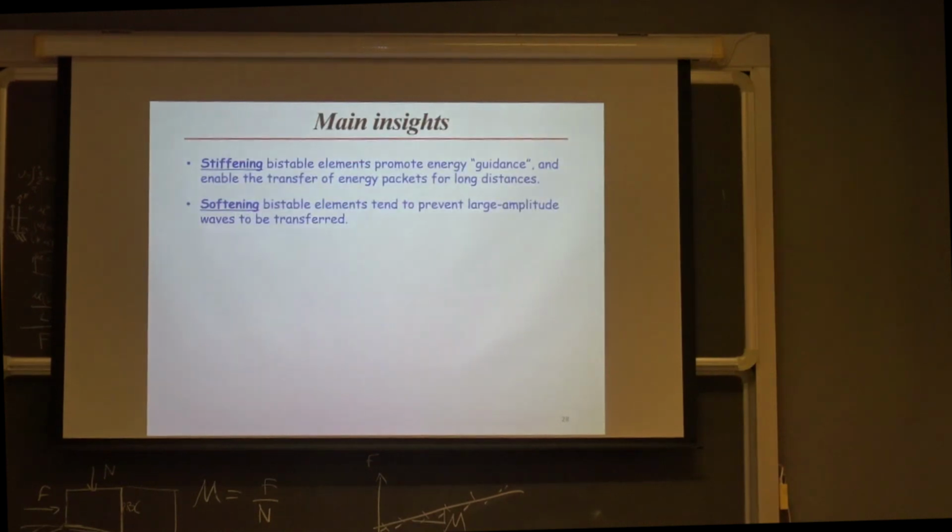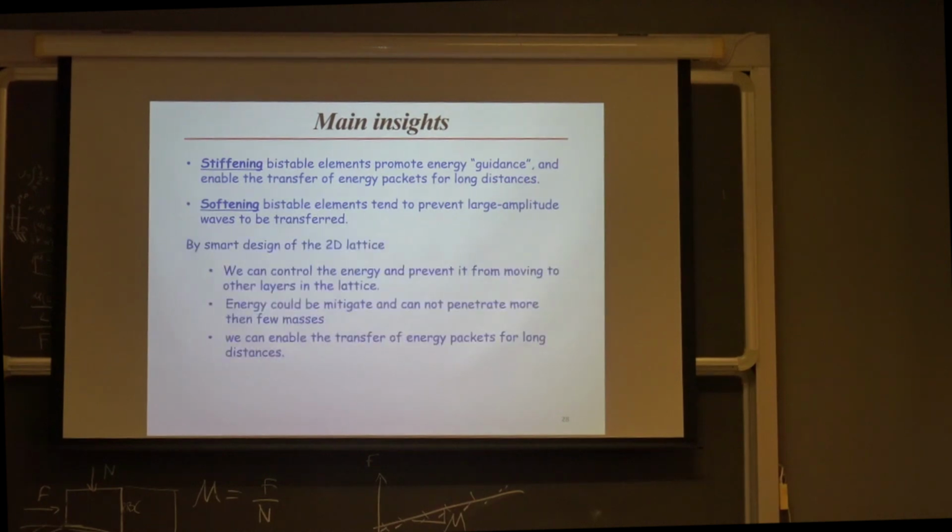So the main insight, like we said before, is that stiffening bistable elements promote energy guidance and are able to transfer energy over long distances. Softening bistable elements tend to prevent large-amplitude waves from being transferred, or mitigate the energy. So by smart design of a 2D bistable lattice, we can control the energy and prevent it from moving to other layers in the lattice, or the energy could be mitigated entirely, or we can enable the transfer of energy pockets over long distances.